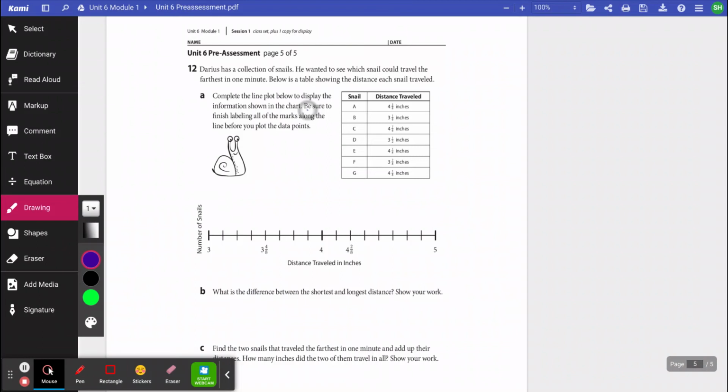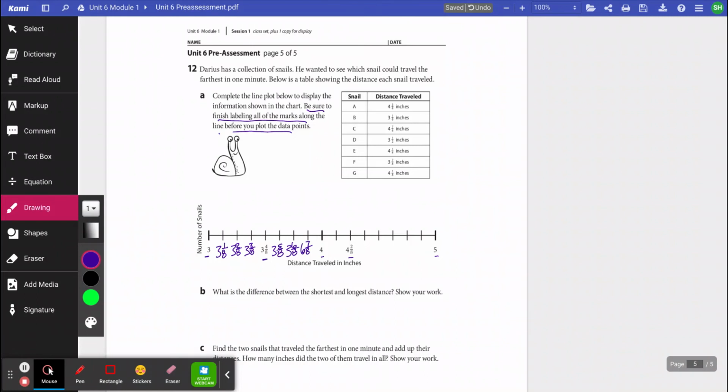So the first thing we're going to do is this right here. Label all the marks along the line to plot before you plot the data points. So on our line, we've got 3 and 4/8, 4, we've got some of them. We have to fill them all in first. So I'm going to fill in 3 and 1/8, 3 and 2/8, 3 and 3/8. There's already 3 and 4/8. I'm going to fill in 3 and 5/8, 3 and 6/8, 3 and 7/8, and then 4 is the same.